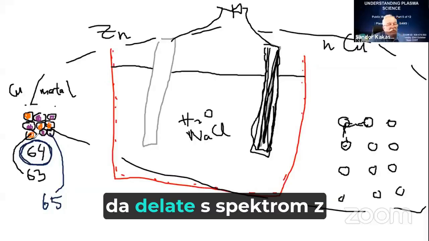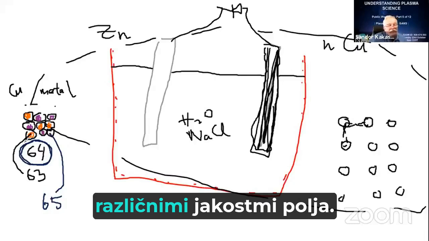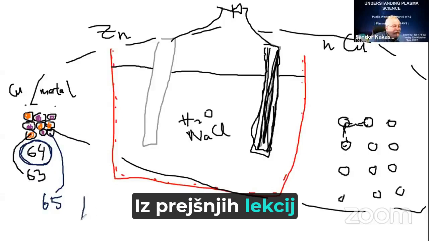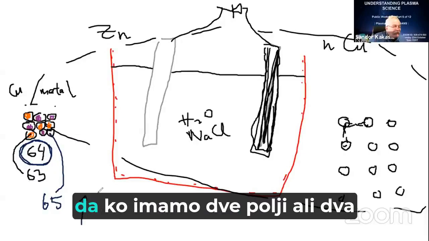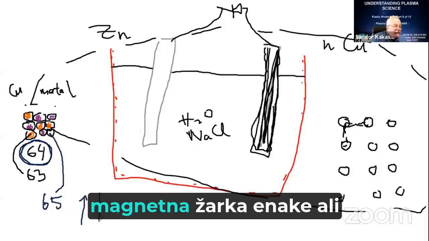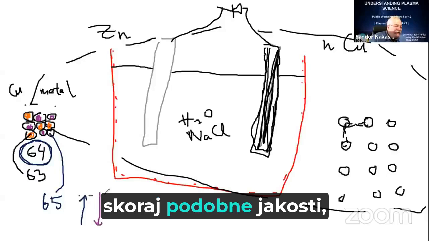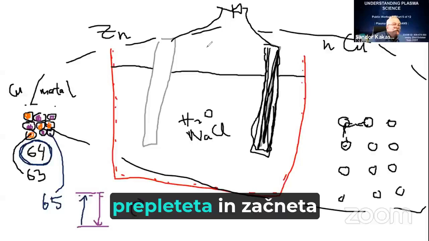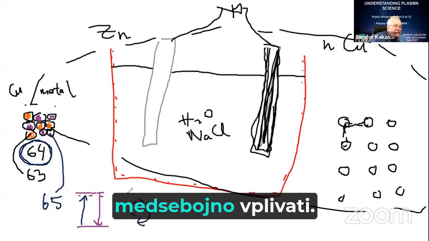So you have to understand that you are working with a spectrum, with a range of field strengths. It's never fine-tuned to only one. And we have learned from the previous lessons that when you have two fields or two magnetic arrays of the same or near similar strength, in that case, these will get entangled, and they start to interact with each other.